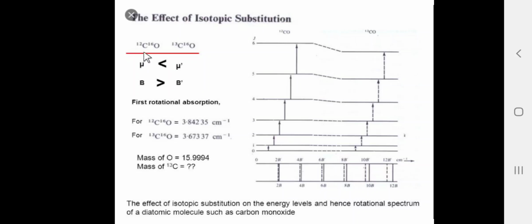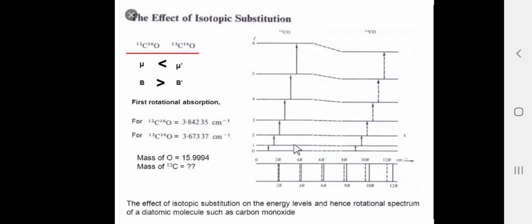When the carbon 12 is replaced with the carbon 13, there is a decrease in the rotational energy. This is the decrease in the rotational energy when the carbon 13 is used, while these are the transitions 0 to 1, 1 to 2, 2 to 3, 3 to 4, 4 to 5. Again when the transition takes place as per the selection rule, delta J is equal to +1, the spacing between the lines decreases, that means the value of B dash is less than the value of B. So, this is the effect of isotopic substitution on the rotation spectra.